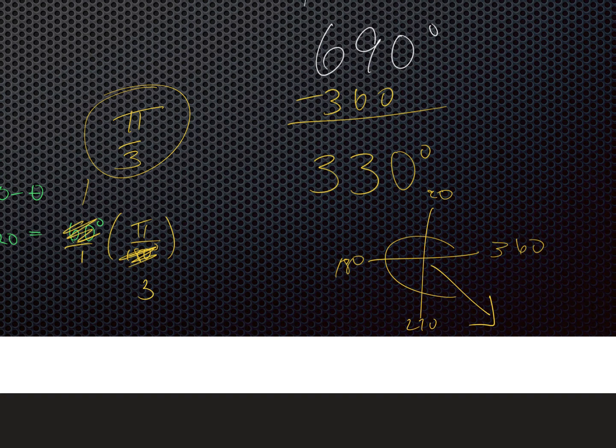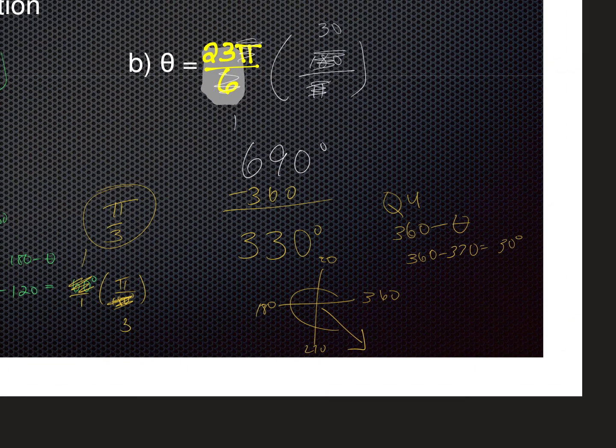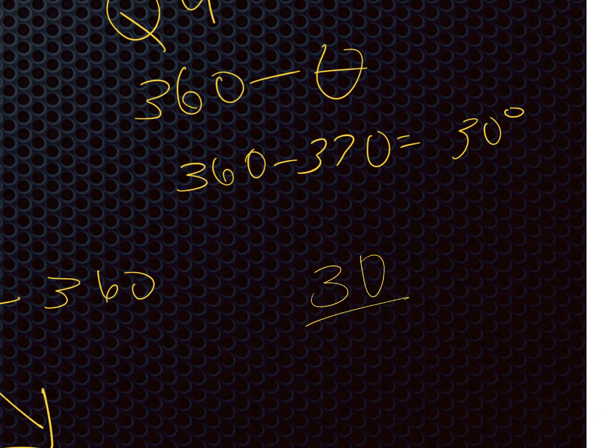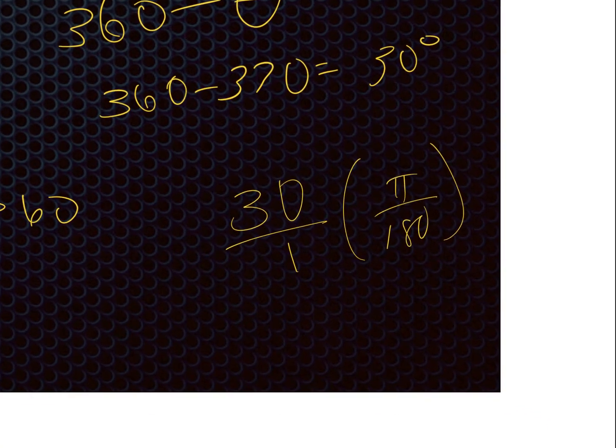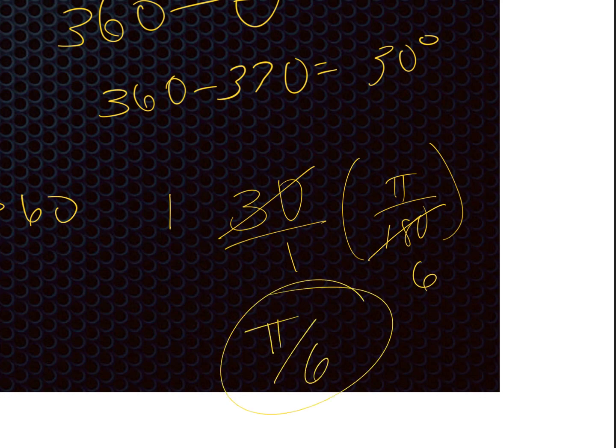So what's the rule for quadrant 4? 360 minus the angle. So what is 360 minus 330? 30 degrees? All right. Only problem is we started off in radians, so we need to end in radians. So 30 over 1, we're going to go to radians. 30 goes into 30 once. 30 goes into 180 how many times? 6 times. So your reference angle is pi over 6.